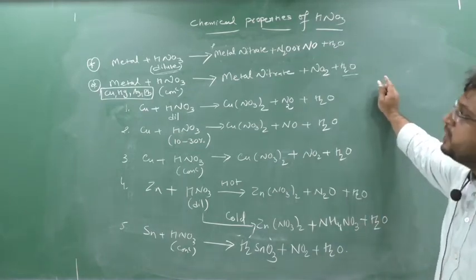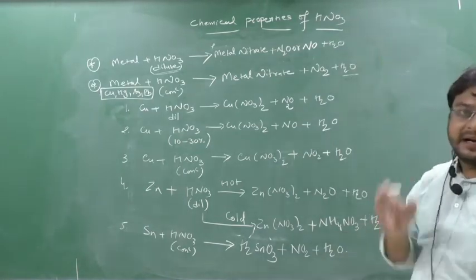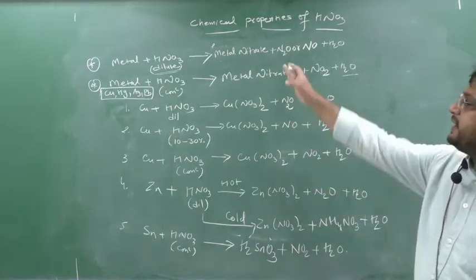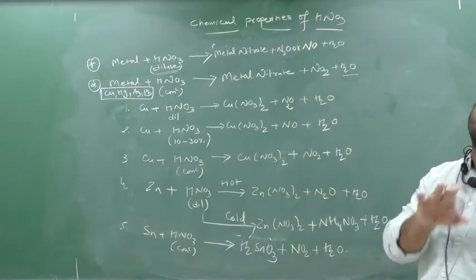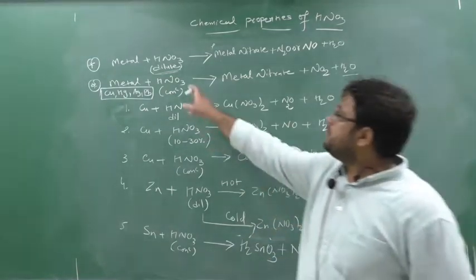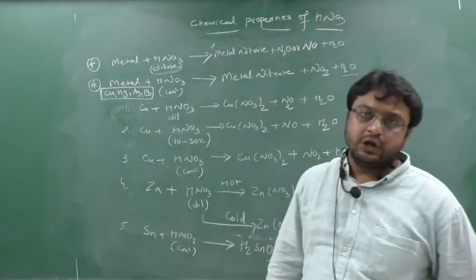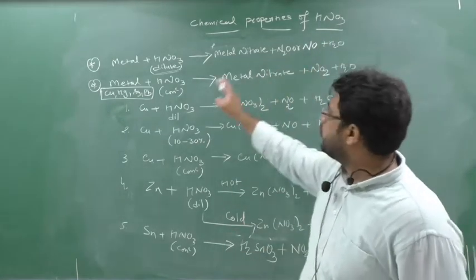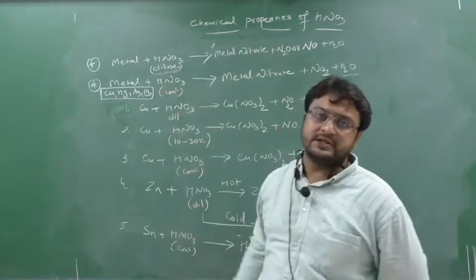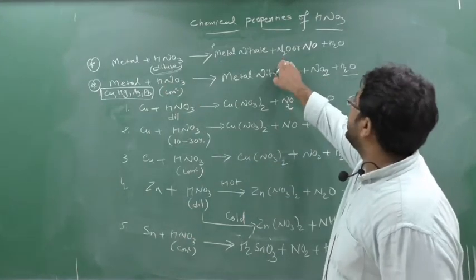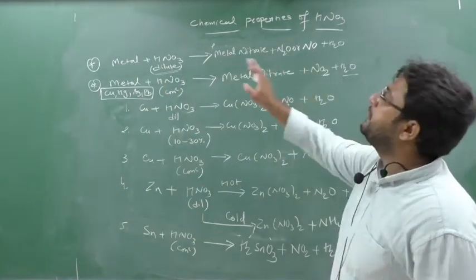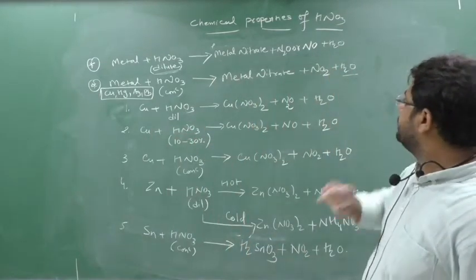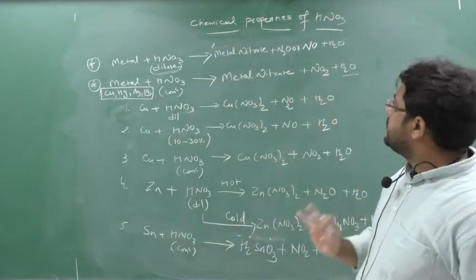Are you understanding? See, the first reaction is that metal plus nitric acid gives metallic nitrate plus water plus one of its oxides. Now if it is diluted, either it will give NO or N2O. The question comes, when will it give N2O and when NO? It depends on how much it is diluted. Highly diluted, it will give N2O. Less diluted, it will give NO.